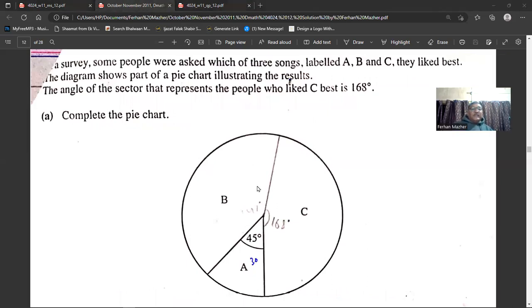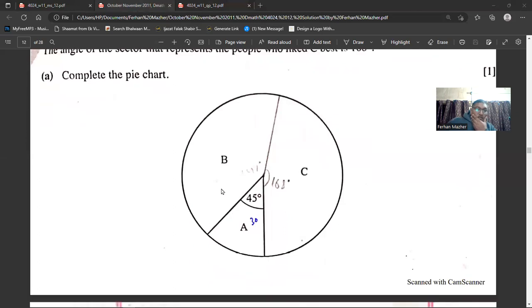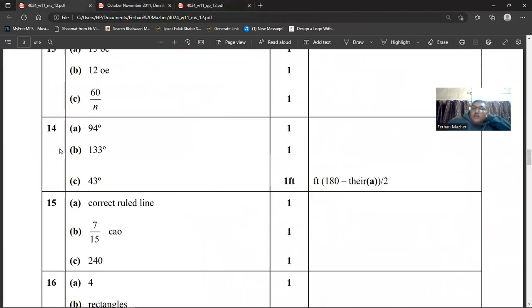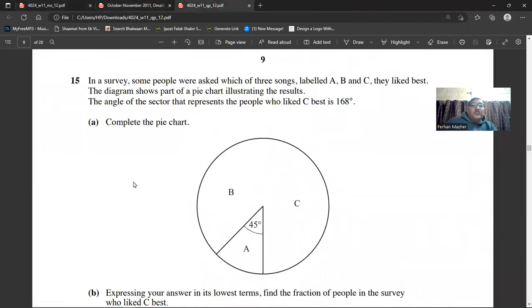So I put the compass here in such a way that the crosshair of the compass is at the center, and the 0 is here. From here, I started counting. When I found 168, I put a dot here. Then I joined this line. So this is sector C, and this is sector B. So the pie chart is completed. What does it say? You have to draw that line at the correct angle. So we are going to the next part.